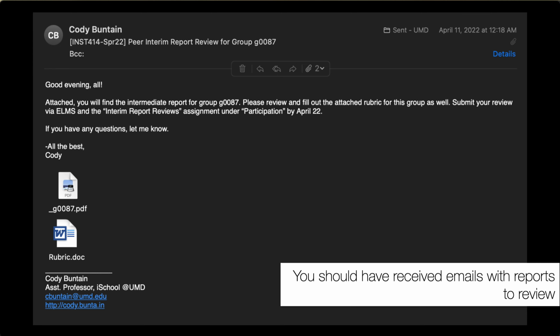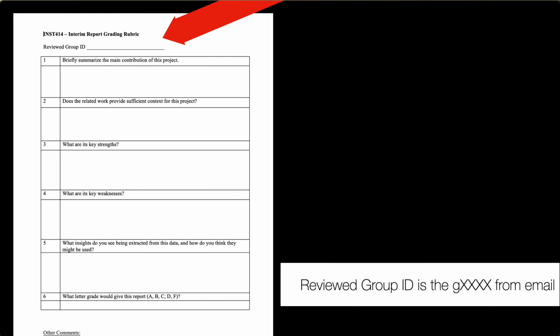In your email, you should get a rubric document and an anonymized group report. These G0087 values are randomly generated IDs for the groups, so they don't map to the original group number. This is how we maintain some amount of anonymity at this stage in the evaluation. What I want you to do is read over the review and fill out the rubric.